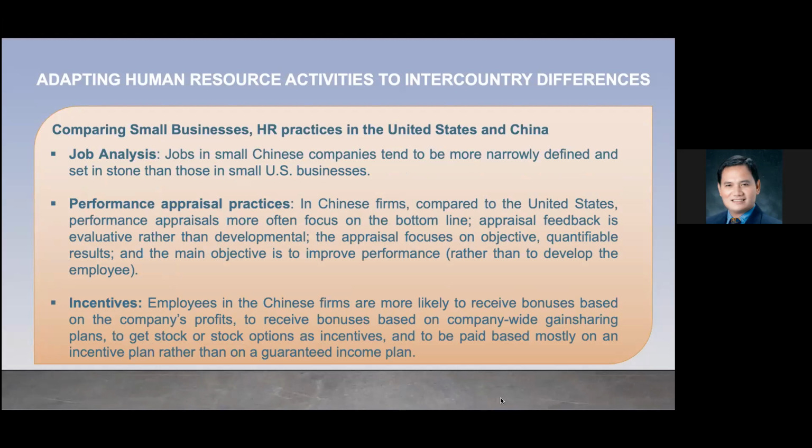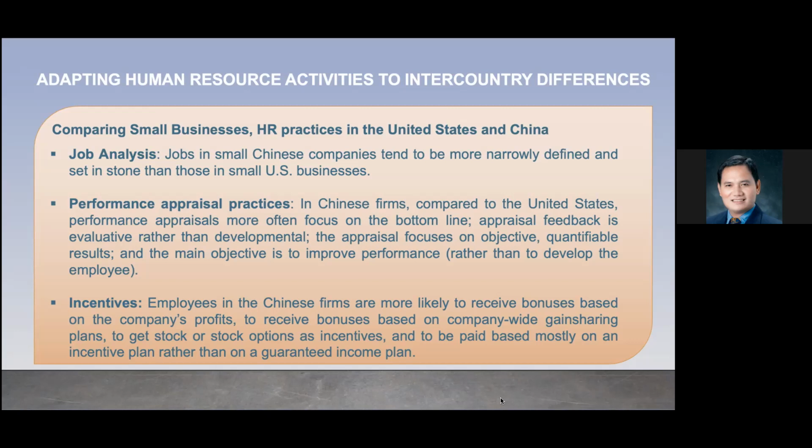Cross-country differences tend to manifest themselves in small businesses too. For example, one study compared practices in 248 small US companies with those in 148 small Chinese companies. First, in terms of job analysis. Jobs in small Chinese companies tend to be more narrowly defined and set in stone than those in small US businesses. What does it mean? So, for example, the small Chinese firms have more up-to-date job descriptions. Their employees also deviate from their assigned job duties less frequently. Their job descriptions tend to cover all the job's duties, and the job descriptions shape what the workers do.